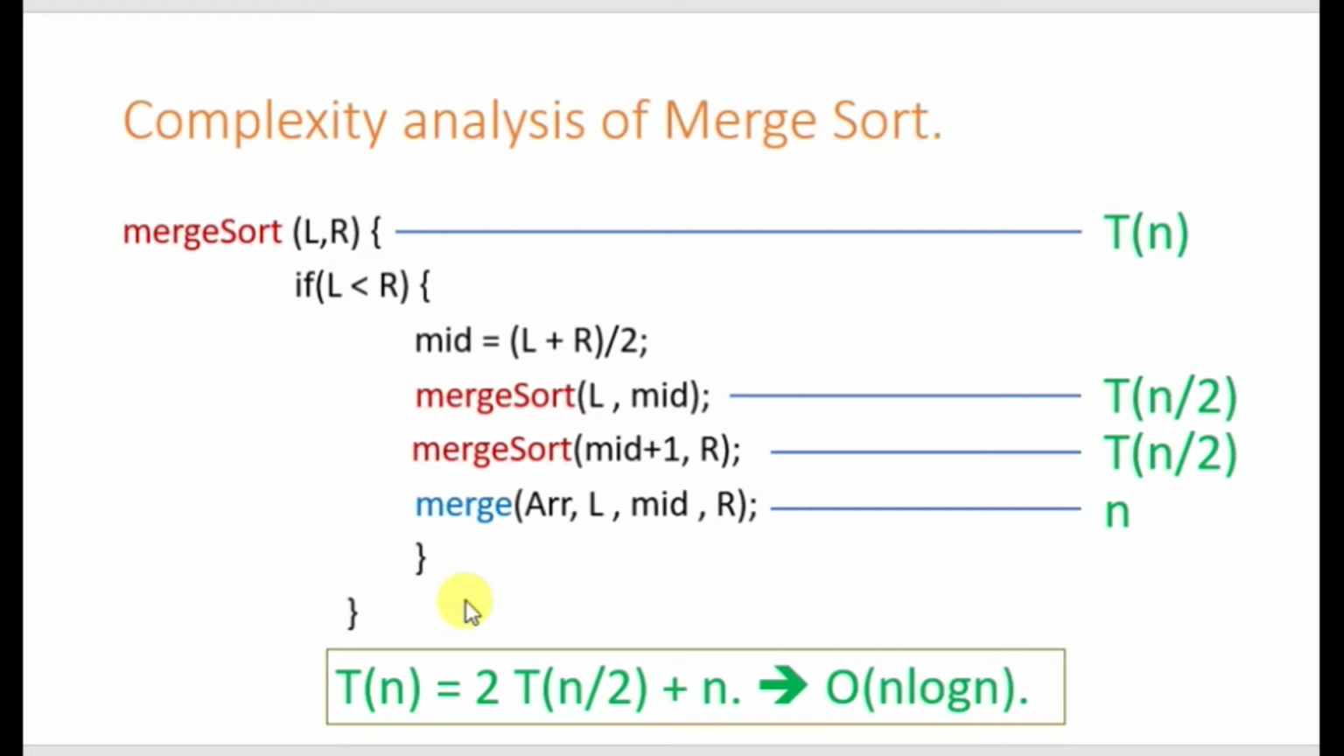If we solve this 2T(n/2) + n with Master's theorem, we will get order of n log n. So no matter whatever the arrangement of inputs in merge sort, it will perform all its steps, and in each and every case it will give order of n log n complexity, whether it is best case or average case or worst case. In all cases it provides order of n log n time complexity.